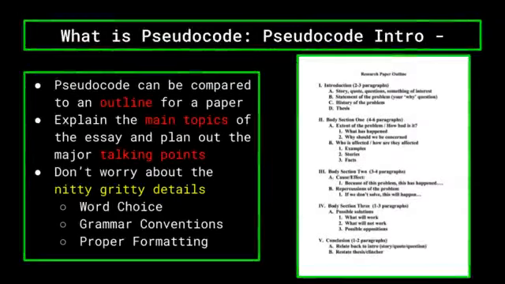Pseudocode is very similar to constructing an outline for a paper that you're writing. You write down the main topics of the essay and plan out your major talking points, but you don't worry about the nitty-gritty details of it all, such as word choice, grammar conventions, and proper formatting. By doing this, we allow ourselves to think freely and not worry about stressing the small stuff, at least not yet.